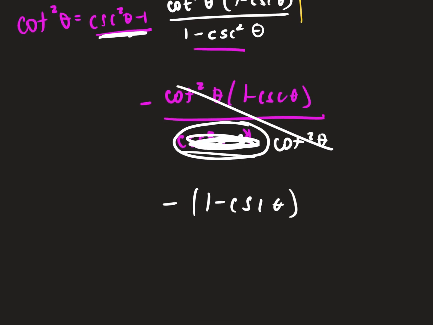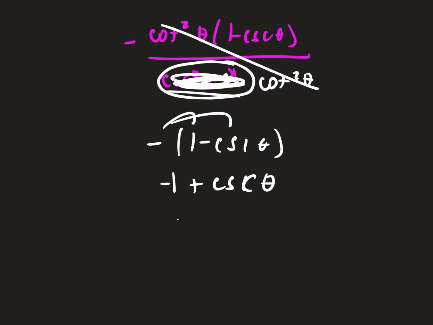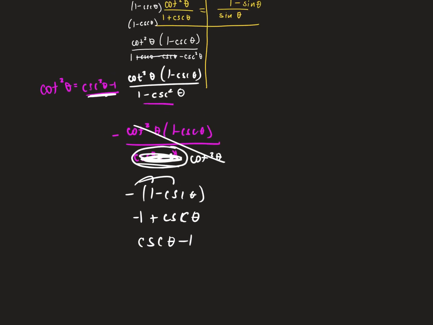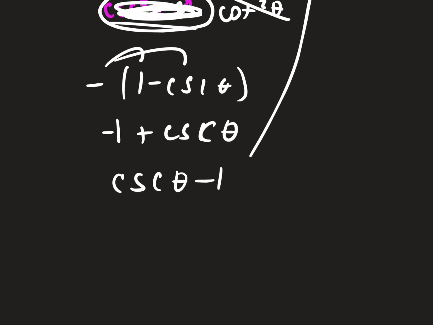What would I do with that negative now? Negative 1 plus cosecant theta, which how could I rewrite that? Cosecant theta minus 1. You guys agree? Okay, so now you got all the way down here, and you're like, but I'm trying to get to this. I'm trying to get to that. Well, think about it. How can I rewrite this?